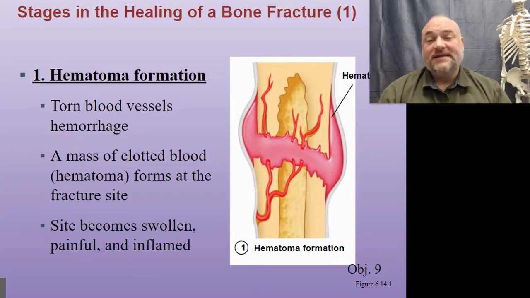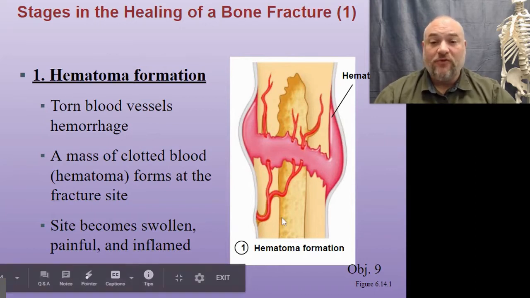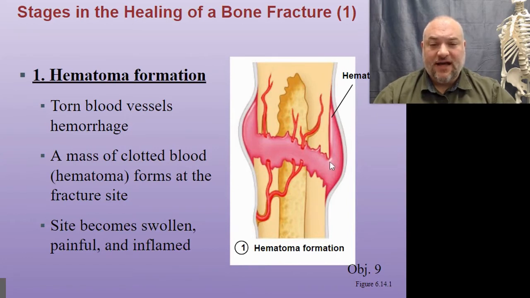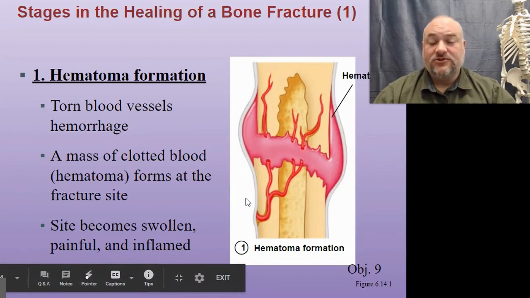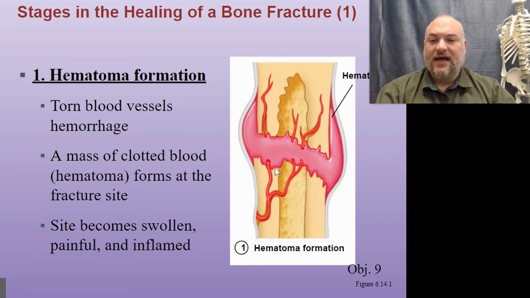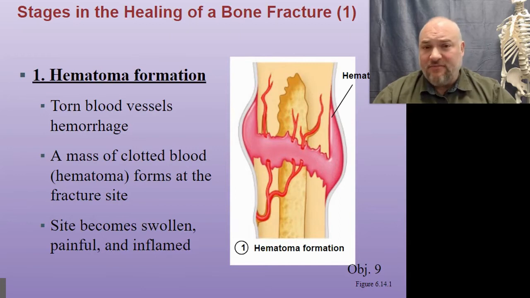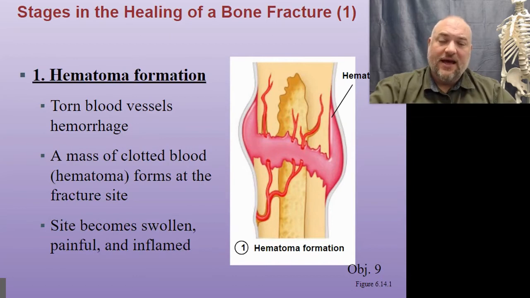All right, let's take a look at how we heal a bone. The first stage in bone fracture healing is called hematoma formation. Hematoma means blood rushes into the area, right? So here we can see a simple transverse fracture across the bone. The periosteum is still intact on the outside, so it's holding itself together. Blood vessels are torn, you get a lot of hemorrhaging, clotting blood forms at the fracture site, and the site becomes swollen, painful, and inflamed, which helps to get rid of any bacteria that might be in there and those kind of things.